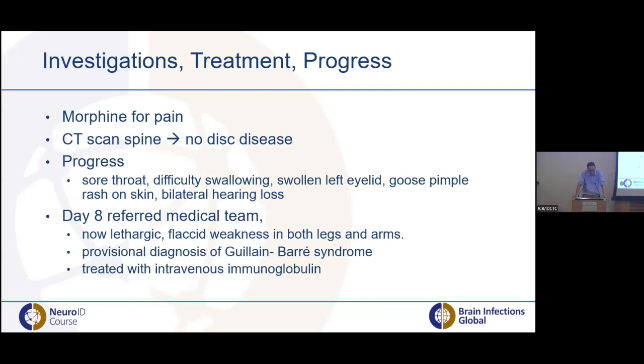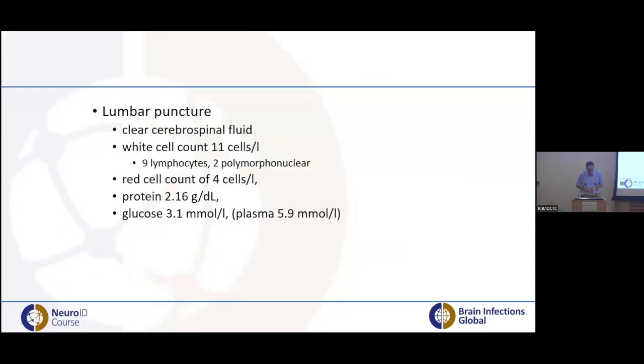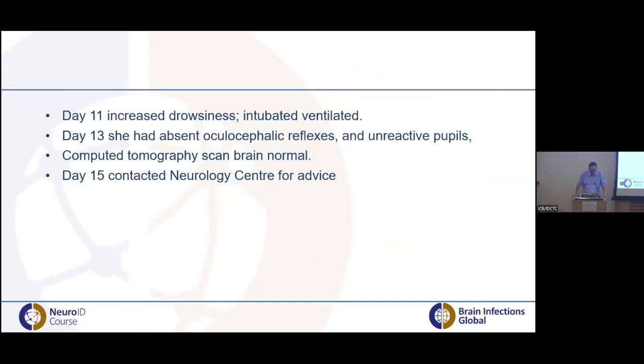She got worse, developed difficulty swallowing, and on day 8, she was lethargic. She had flaccid weakness in both legs and both arms. So they thought this was Guillain-Barré syndrome. It's a post-infectious syndrome: you have an infection, your body fights the infection, and in fighting the infection, it also damages nerves. They did a lumbar puncture that showed some cells in the spinal fluid. But by day 15, she'd become unconscious. She had no oculocephalic reflexes. Her pupils were unreactive. The brain scan was normal, and they contacted me.